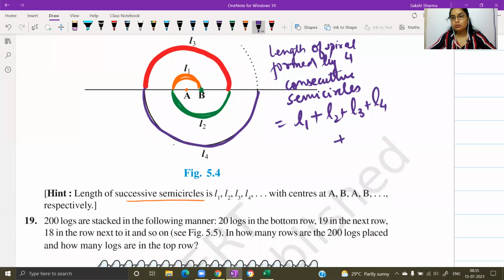We have to do up to 13. In the question they have said to find the answer up to 13 semicircles. This is what we want to find out. So we are going to first of all check if this forms an AP. L1, L2, L3, L4 up to L13, whether this forms an AP. Find the first 3 values and check that the consecutive differences are equal. If they are equal, then you can apply the formula for S13.